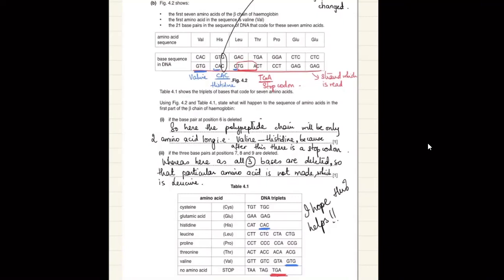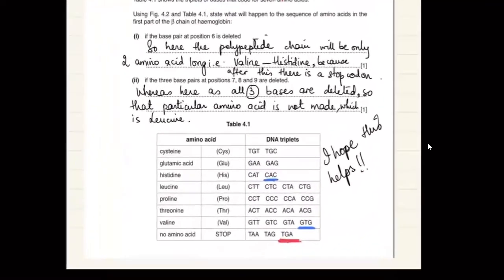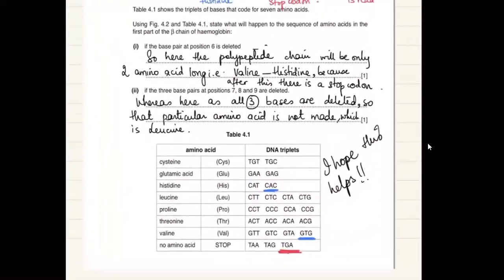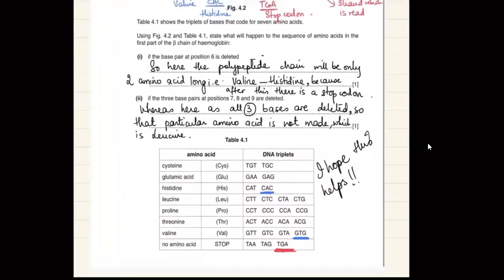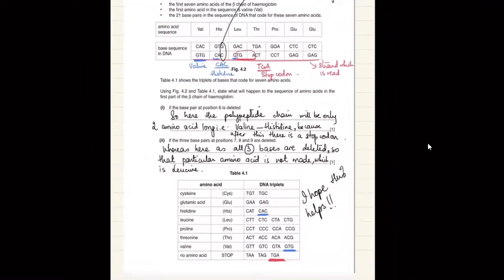CTG stands for what? यहाँ पे देखो. Look at this and tell me CTG stands for what? Miss, leucine. तो इसका मतलब leucine will not be made. Right? Leucine will not be made, but the rest of the amino acids will be made. क्यों? इसलिए कि कोई स्टॉप कोडॉन नहीं है आगे. Are you getting the point?